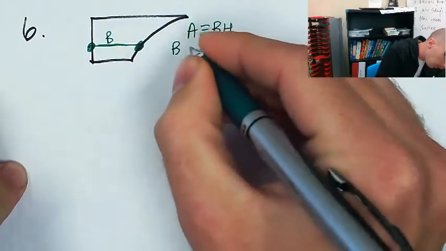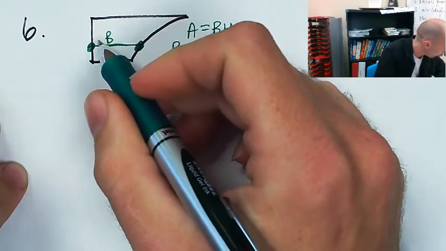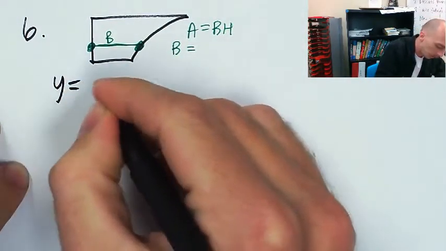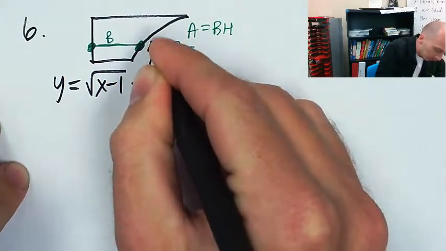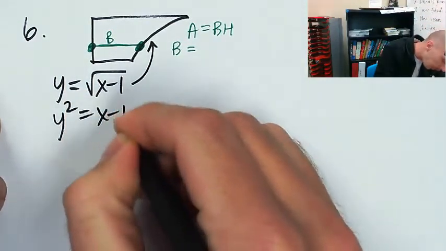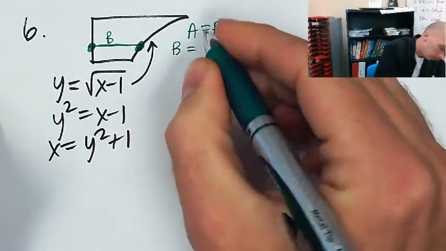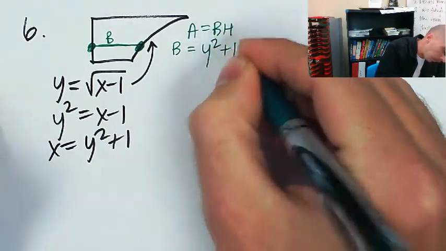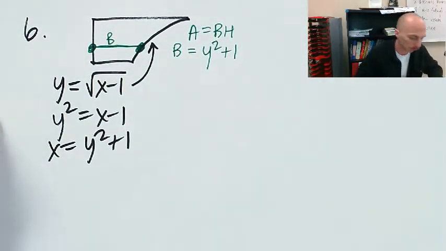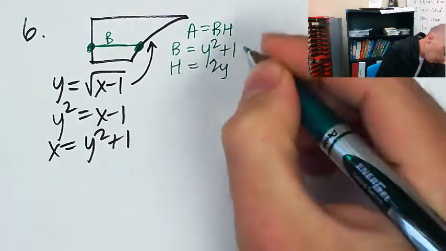Base, well, that's the base right there. It's equal to right minus left. Okay, so on the left I have x equals 0. It's the y-axis. Over here I have y equals the square root of x minus 1. So I'm going to try to get x in terms of y. So y squared equals x minus 1, and x is going to equal y squared plus 1. So on the right, I have x equals y squared plus 1. On the left, I have x equals 0, so it'd be y squared plus 1 minus 0, and that's just y squared plus 1. Height, they said, is equal to 2y.